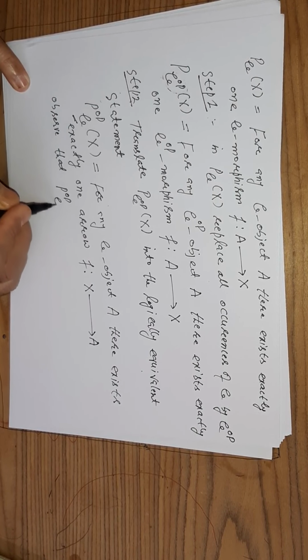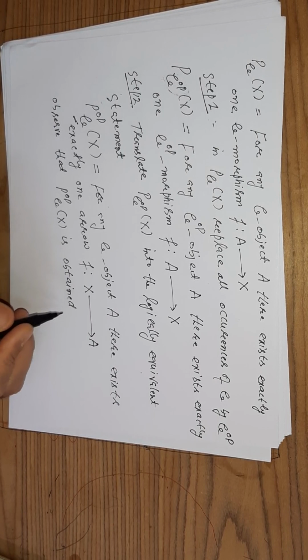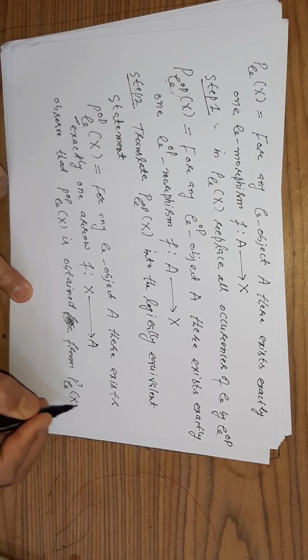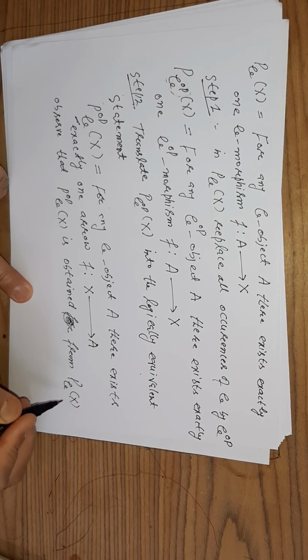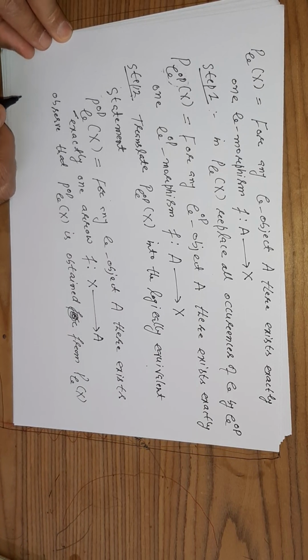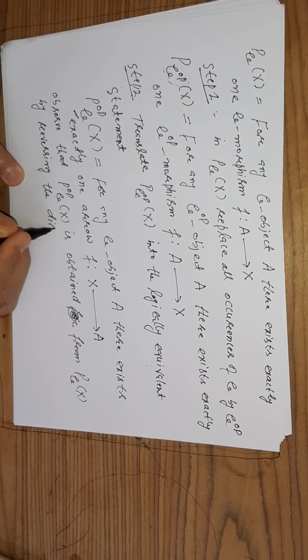Okay, so observe that this P opposite statement of this object X in C is obtained from the statement P by reversing the direction of arrows and the order in which they are composed.